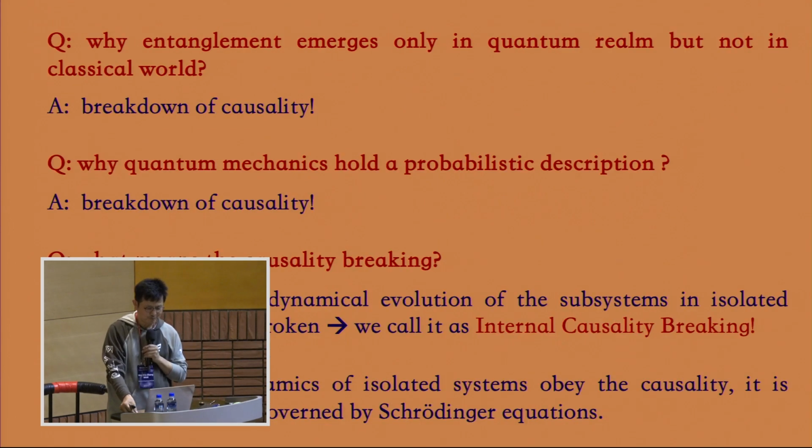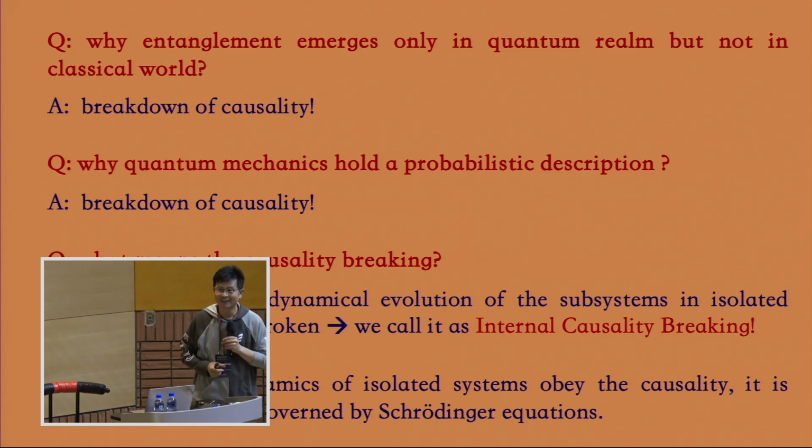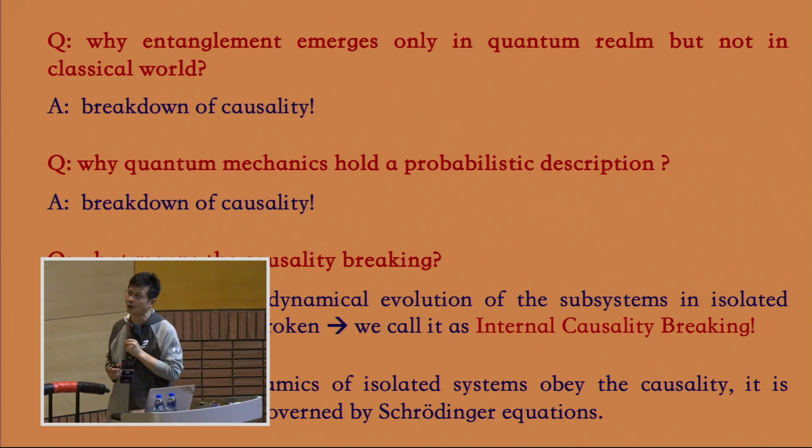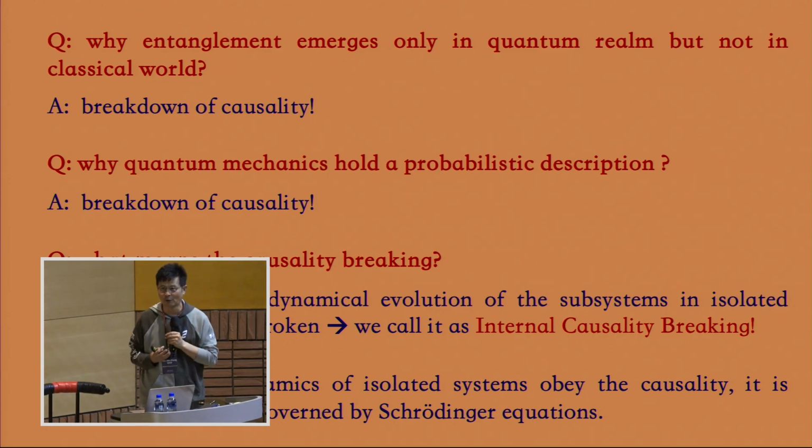Okay. So we answer those questions. Why does entanglement emerge only in the quantum regime, not in the classical world? Because of the causality break.